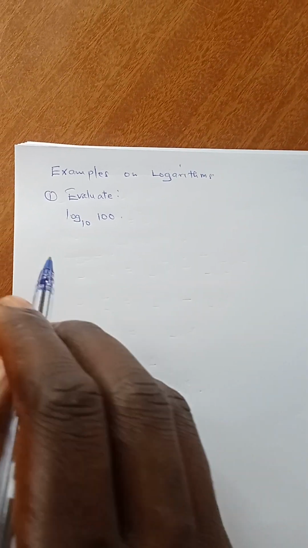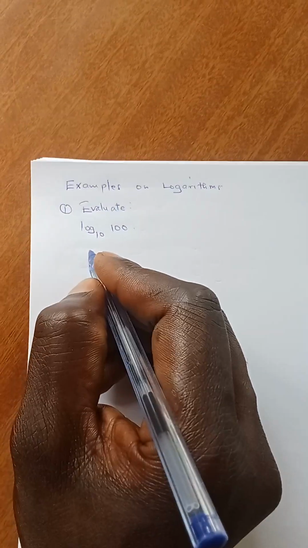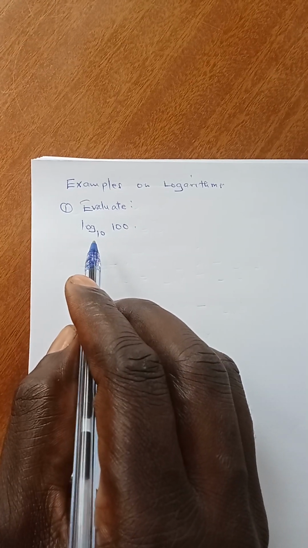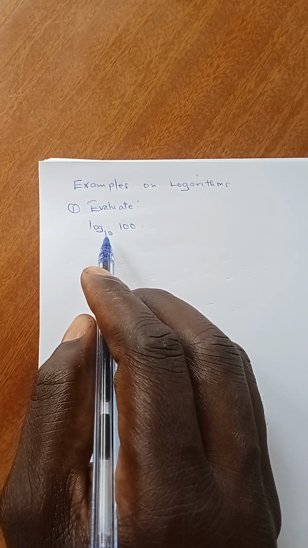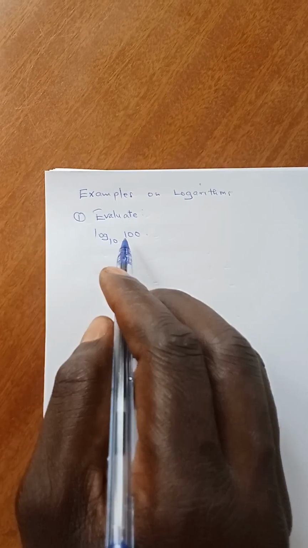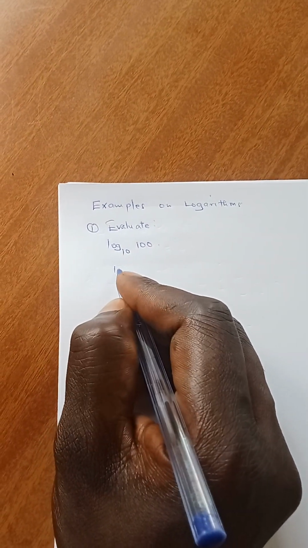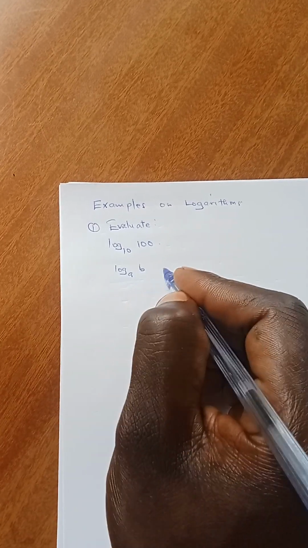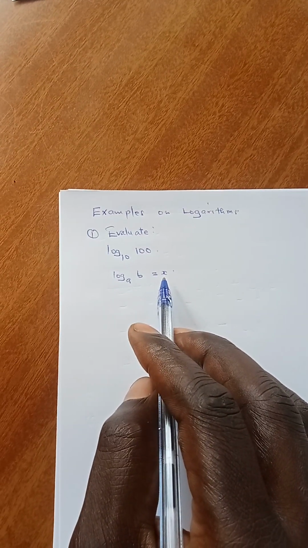So class, remember we said that log of a number to a base simply means that when you're talking about 10 as the base, then when a number is taken as the power of 10, it should give us 100. And therefore we'll say, for example, log to base a of b is x. So for that case, the log of b to base a is x.